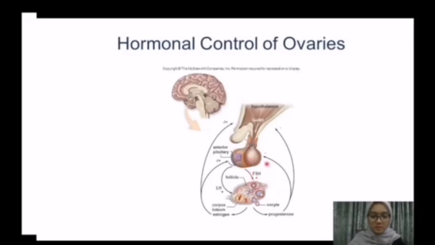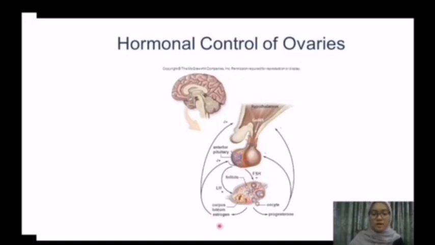FSH promotes the development of follicle that primarily secretes estrogen. As the level of estrogen begins increasing, it will exert a negative feedback to anterior pituitary secretion of FSH. This causes the follicular phase to come to an end as FSH is no longer being produced.